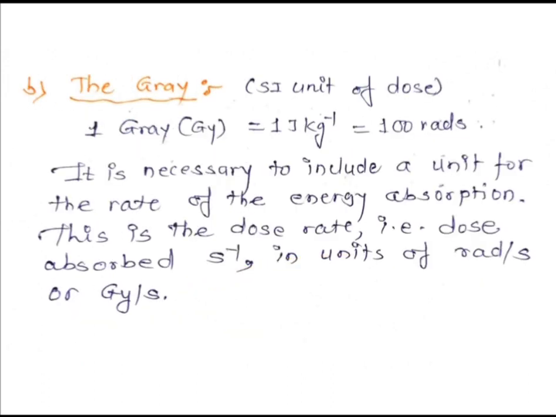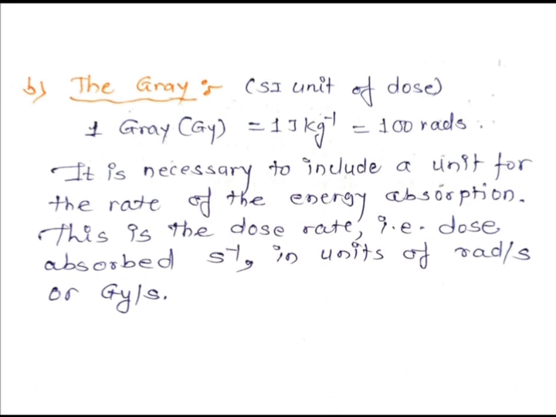Now we will see the second unit, and here the 1 gray, and that will be denoted as Gy. So 1 gray is equal to 1 joule per kg, and it is equal to 100 rads. So this gray unit is named after Dr. L.H. Gray, and it is necessary to include a unit for the rate of the energy absorption.